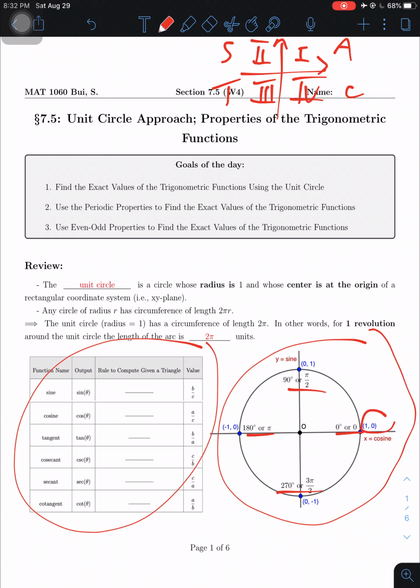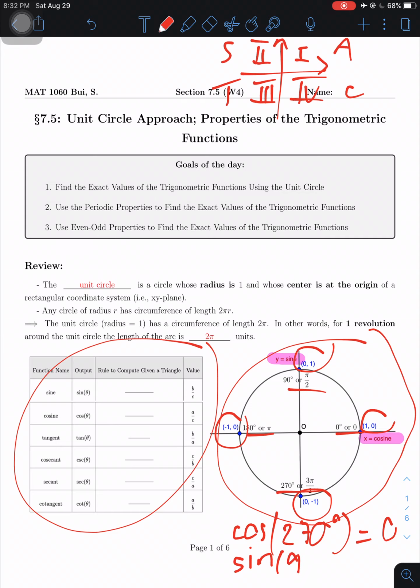So in here we have (1, 0), then (0, 1), then (-1, 0), and then (0, -1), right? Because we're in a unit circle, all the points on the circle must be a distance of 1 from the center, okay? And the big thing I told you guys to remember from this picture is that the x part is cosine and the y part is sine, right? So for example, if I'm asking you to give me the cosine value of 270 degrees, you tell me that's the x part, which is 0, right? And if I ask you to find the sine value of 90 degrees, you tell me that's the y part, and it is 1, okay?